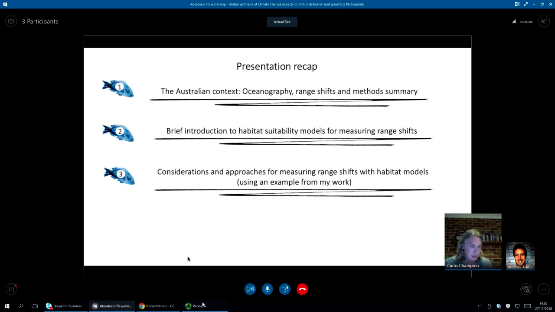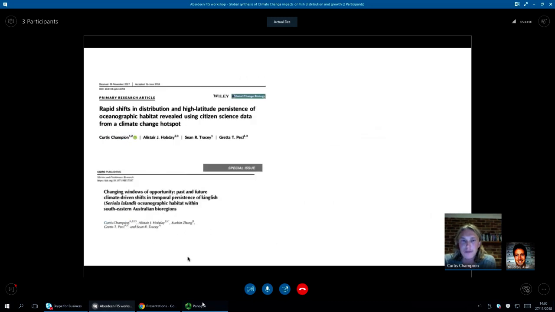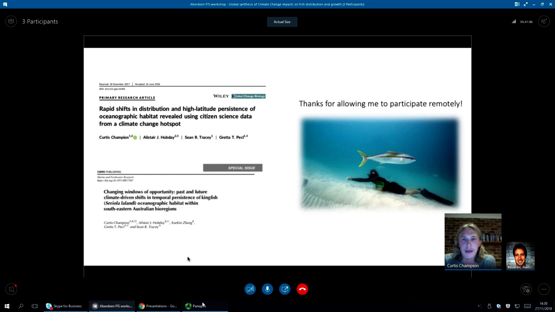And then I just wrapped up by finally considering the value of converting outputs to metrics that are of relevance to stakeholders, because that's really where the climate change adaptation comes in. So thanks very much. Those are the two papers that those examples came from, and thanks very much for allowing me to participate remotely. Cheers.